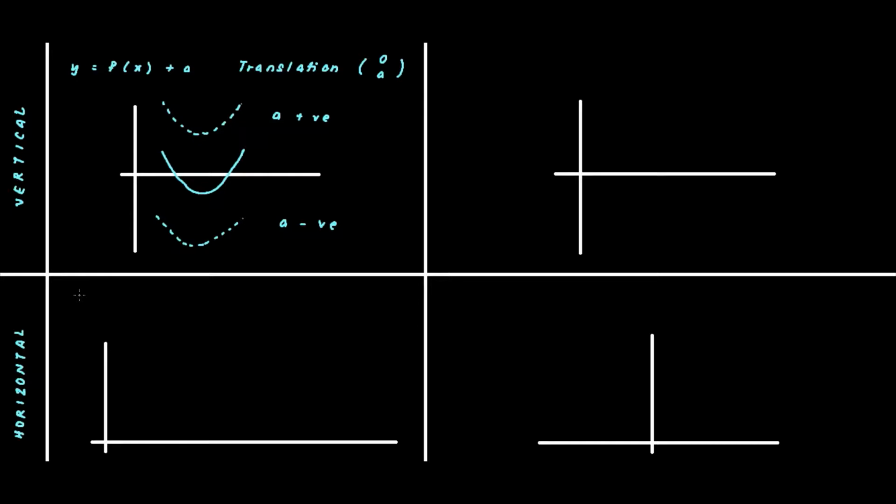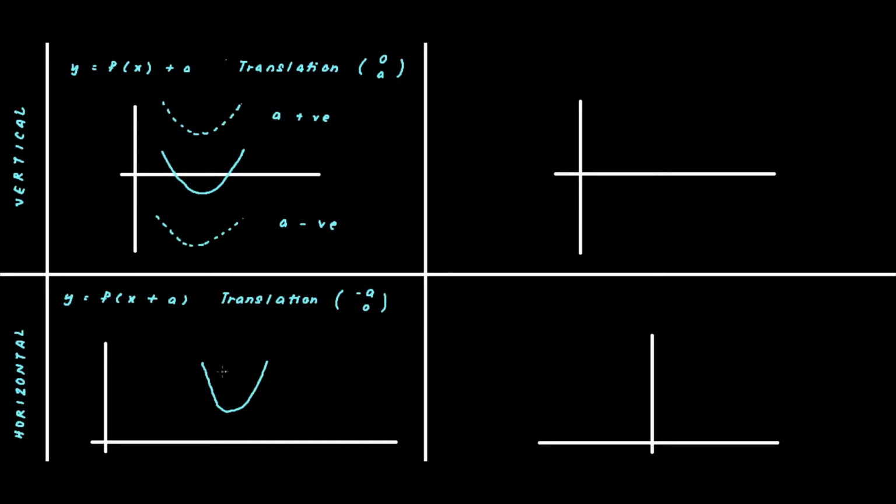Okay, so for the second one, which is a translation as well, for example y equals f(x plus a). In this case, it's a translation in the direction of the x-axis. So the translation here will be (negative a, 0). This is different from the first one. For the first one, positive moves upwards and negative moves downwards. But for this one, when you plus, actually the translation is negative a, meaning that it will go to your left hand side.